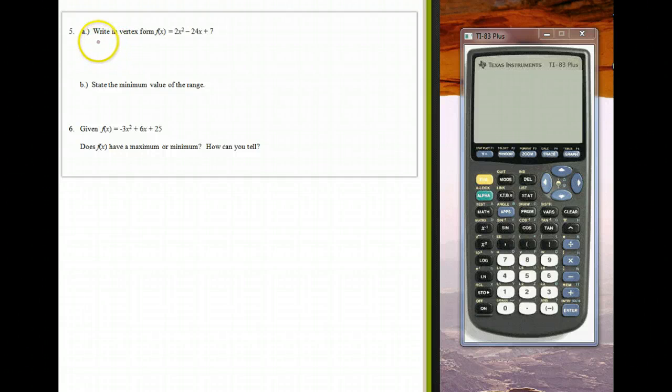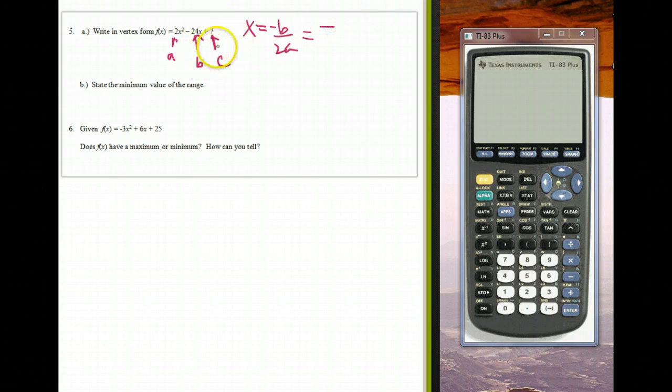Okay, write in vertex form. Okay, so we've practiced this before. We need the vertex in order to write in vertex form. So we're going to use x equals minus b over 2a. And remember that this is the a, this is the b, and this is the c. And we're not using c right now, but that's what we would do.